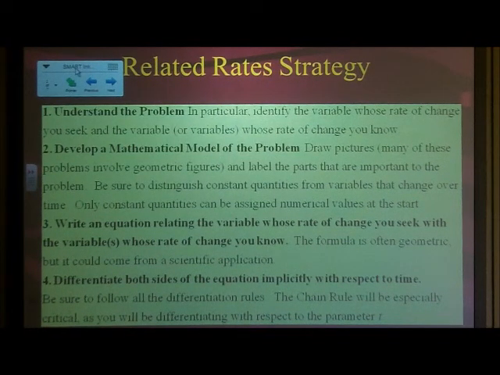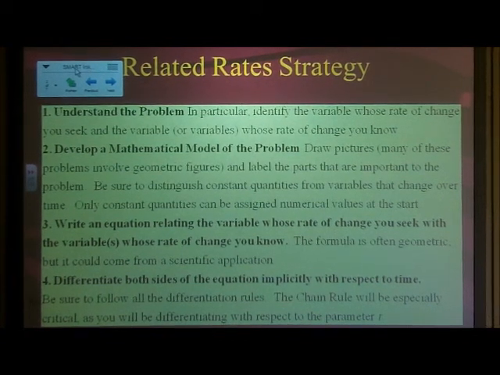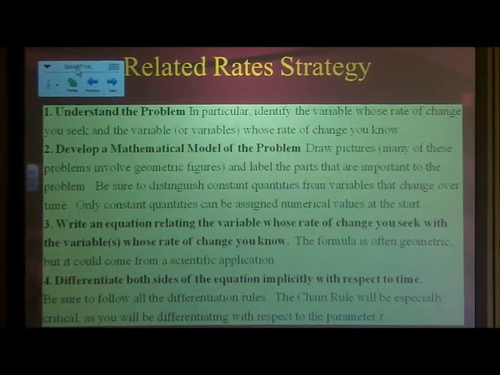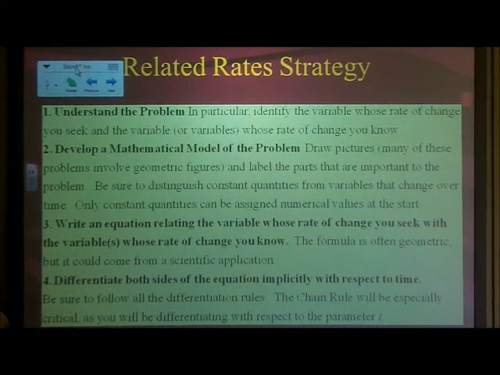When we were doing the max and mins, you had a box that didn't change. Related rates means that things are moving. These are the type of problems where two trains are going on a track, and one's going north and one's going south. And how far apart are they at the same time?